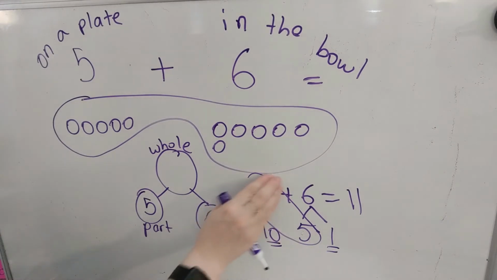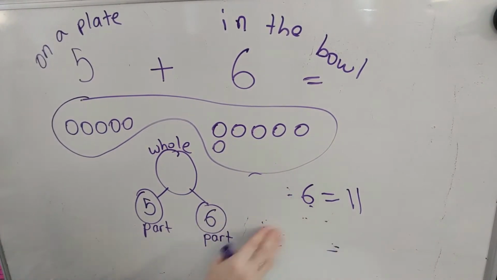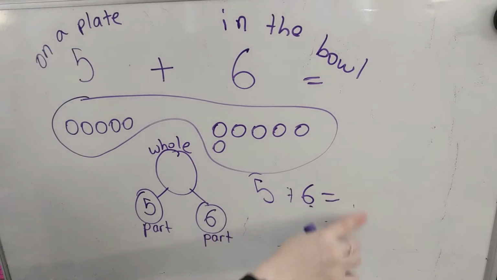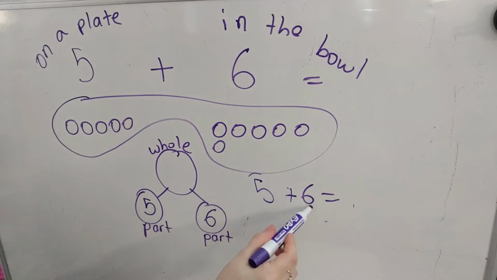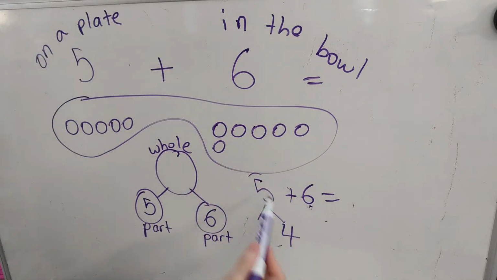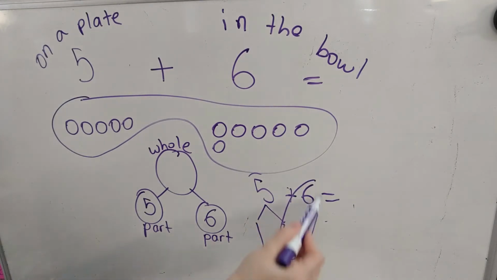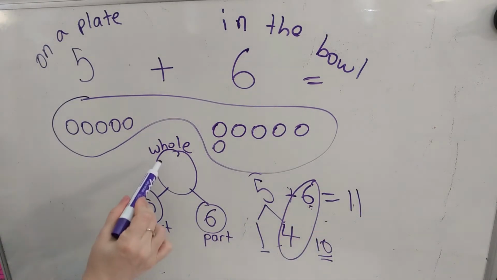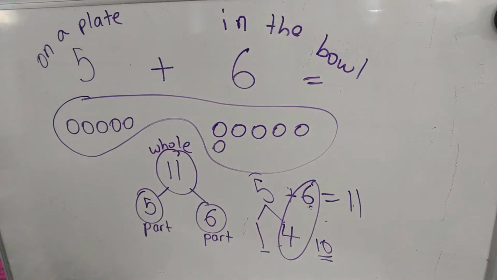Or you could have said, let's show one more way before we move on. 5 plus 6. You could have asked yourself, how many more does 6 need to get to 10? 6 needs a 4 to get to 10. Inside the 5, there's a 4 and a 1. 6 plus 4 is 10. 10 plus 1 is 11. Okay? So the whole would be 11.